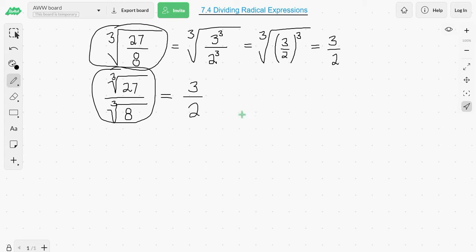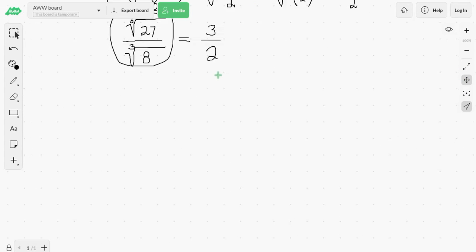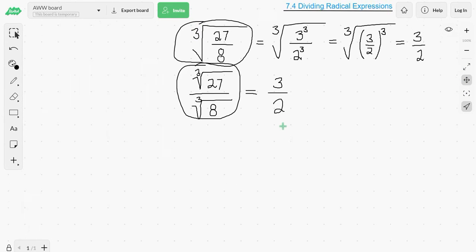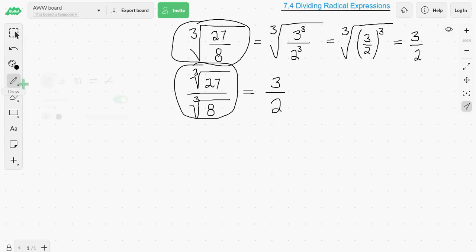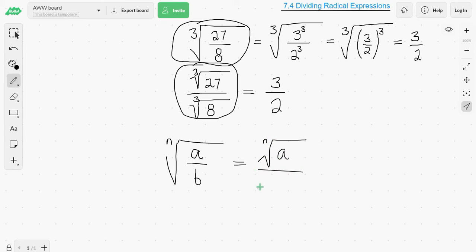It's called the quotient rule for radicals. More generally, if you have the nth root of a over b for real numbers a and b, where b is not equal to 0, then we end up getting the nth root of a over the nth root of b. You can split this up into two radicals, one for the top and one for the bottom.